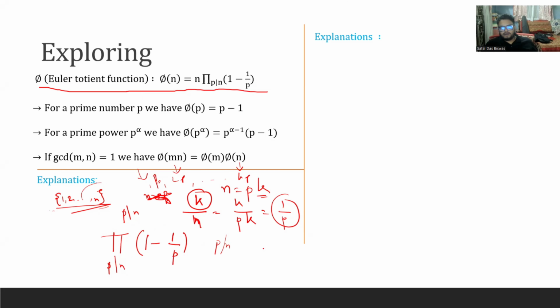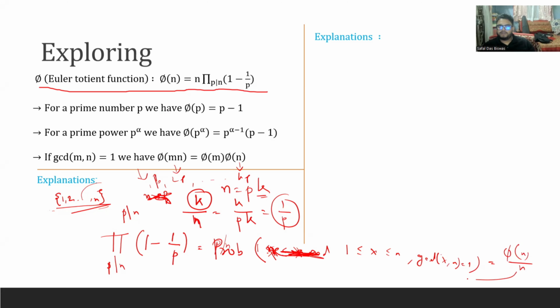And this means that this is the probability that 1 less than or equal to x less than or equal to n, and gcd(x, n) equals 1, right? And this is just, by definition of phi n, phi n by n. And if you just multiply by n here, you will get the desired result.